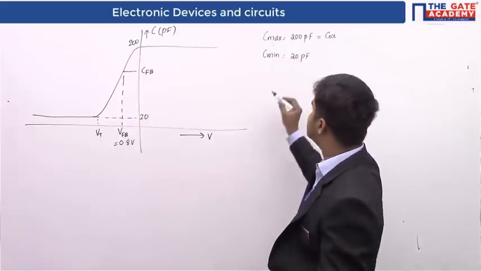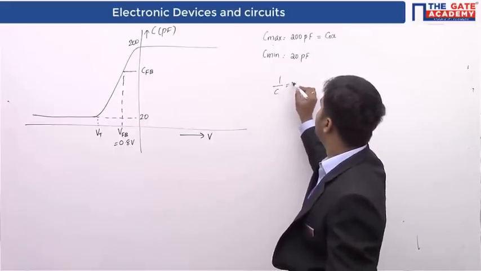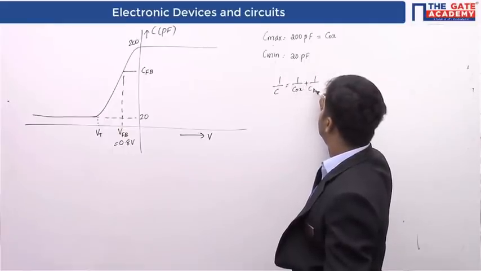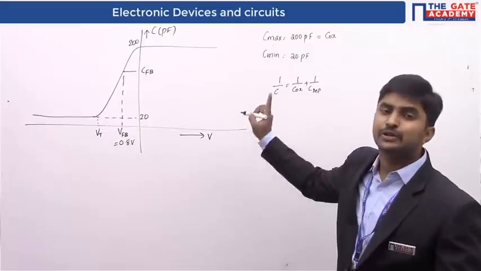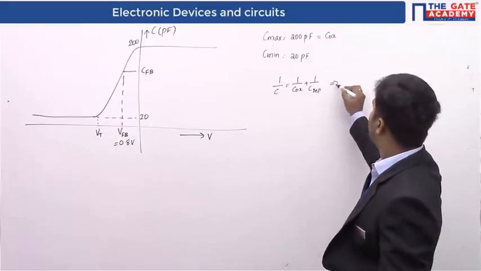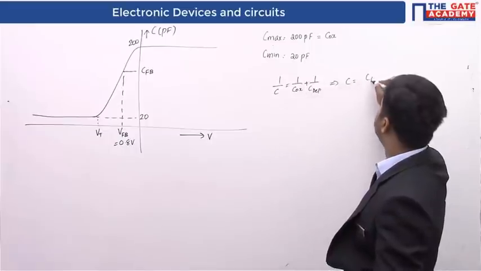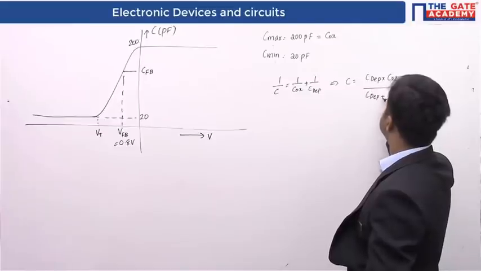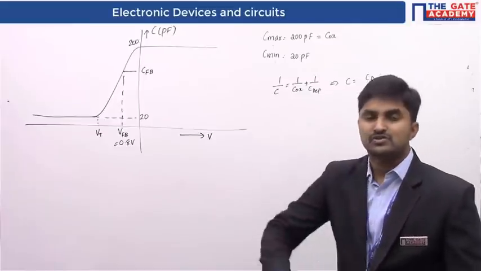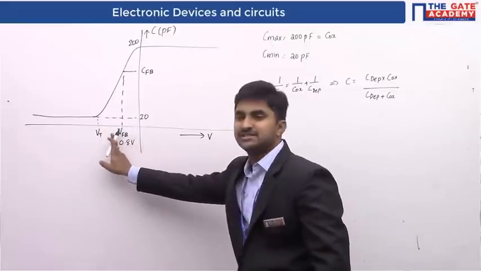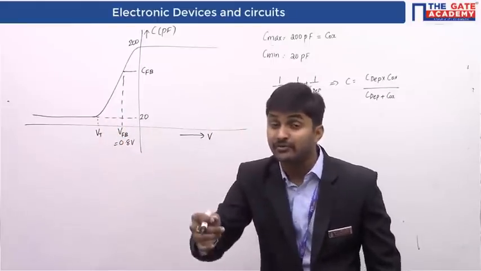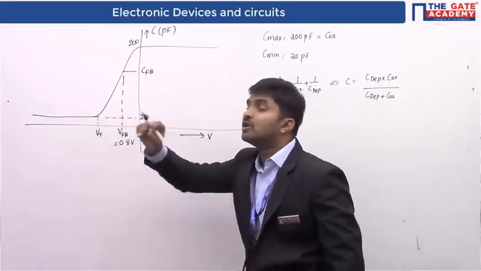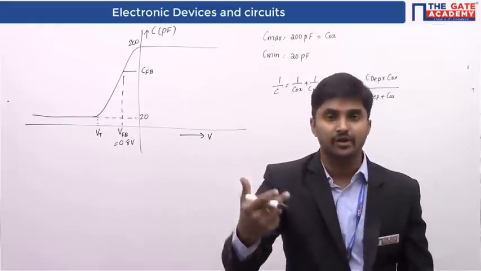So the total capacitance is going to be what? 1 by C is 1 by C ox plus 1 by C depletion capacitance. This will be the total capacitance. If you solve, you will have C equal to C dep multiplied by C ox divided by C dep plus C ox. So as the value of the voltage increases, the capacitance value comes down, and it reaches the minimum value when the depletion width reaches its maximum value.